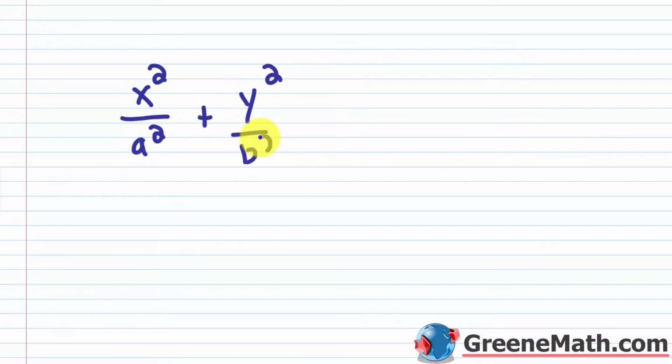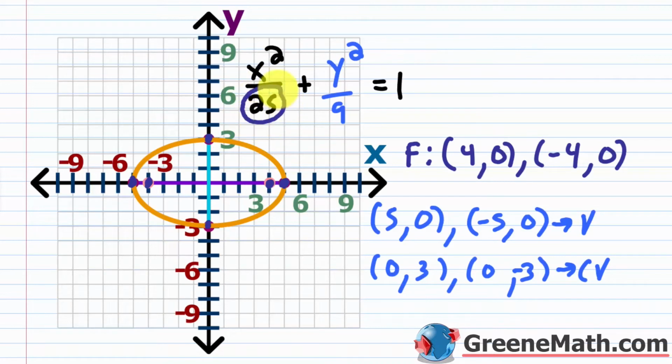Now, generically, let me give you a formula. If we see x squared over A squared plus y squared over B squared equals 1, and A is greater than B, this is going to be a horizontal ellipse. Think about what we just looked at. Here, 25 is greater than 9. Think about the fact that we took the principal and negative square root of this 9. Just think about the principal square root. The principal square root of this one is bigger than the principal square root of this one.